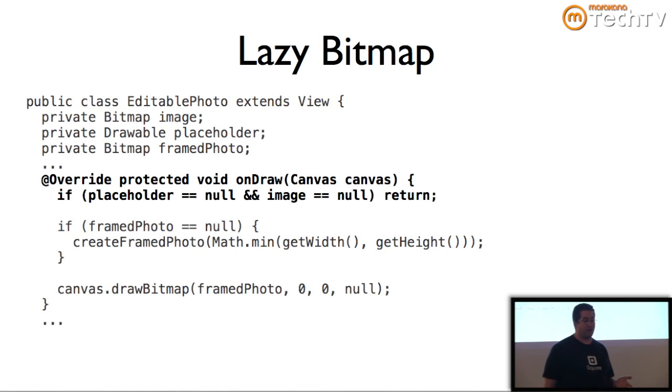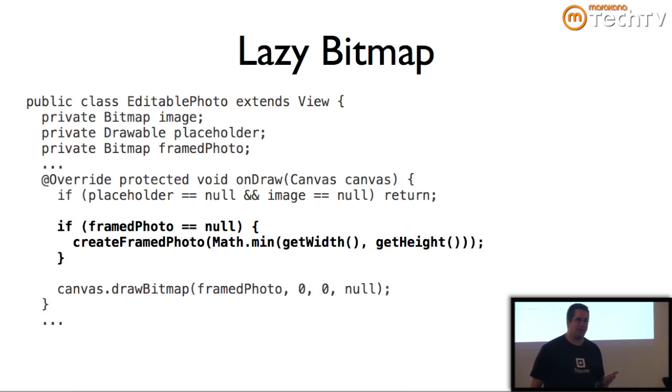So next step, if the frame photo is null, then we need to lazily create it. Now onDraw could be called over and over and over again if you're animating a view. So you don't want to create a new bitmap every frame of that animation, right? You'd very quickly make your app really slow and potentially run out of bitmap memory. So you want to create the bitmap once lazily when it's first requested, and then after that you reuse the same instance over and over again until the view resizes.